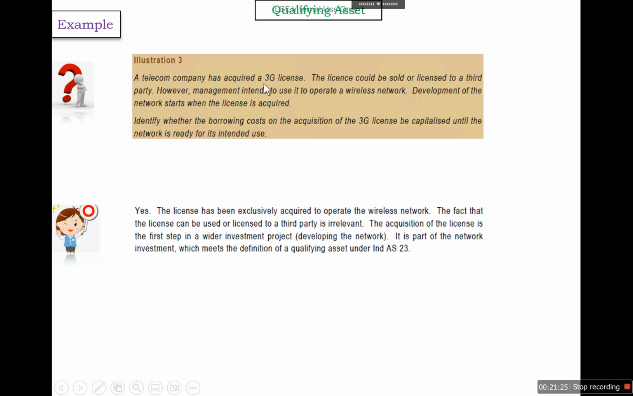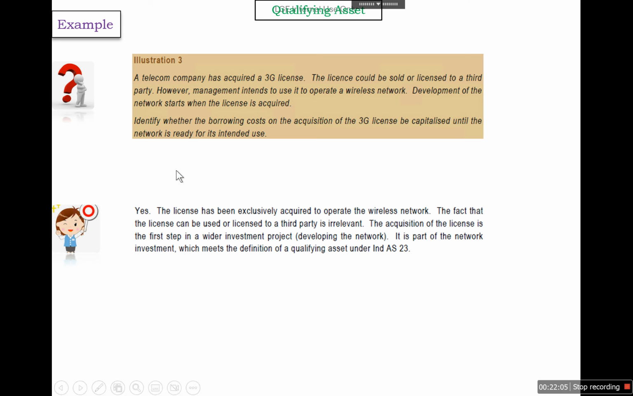A telecom company has acquired a 3G license. The license could be sold or licensed to a third party. However, management intends to use it to operate a wireless network. Development of the network starts when the license is acquired. So identify whether the borrowing cost on the acquisition of the 3G license can be capitalized until the network is ready for its intended use. So as per the definition of qualifying asset, it takes substantial time for getting ready for intended use or for the purpose of sale.